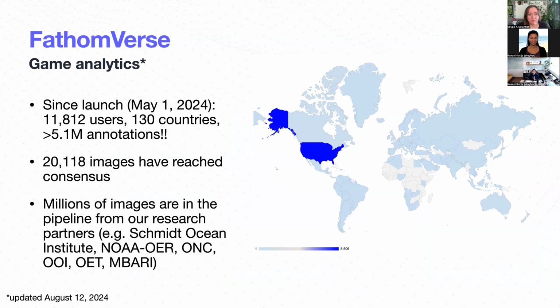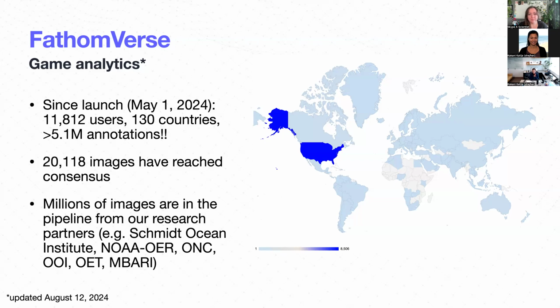And because of that, we have more than 20,000 images that have reached what is called consensus, or have been labeled by game players and are starting to be used by our researchers in our community. And the other really amazing thing is that I think the ocean community is so generous. They really want to be a part of this, and they also want to connect a broad audience or a group of enthusiasts with what we're doing in the ocean.